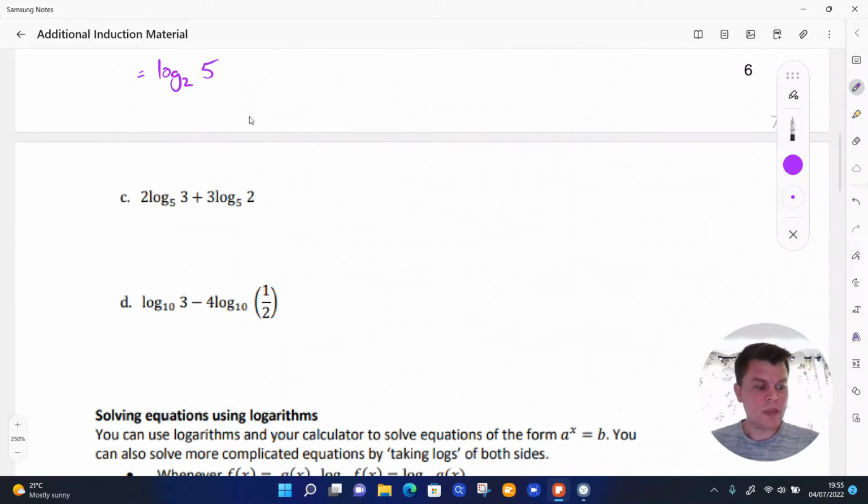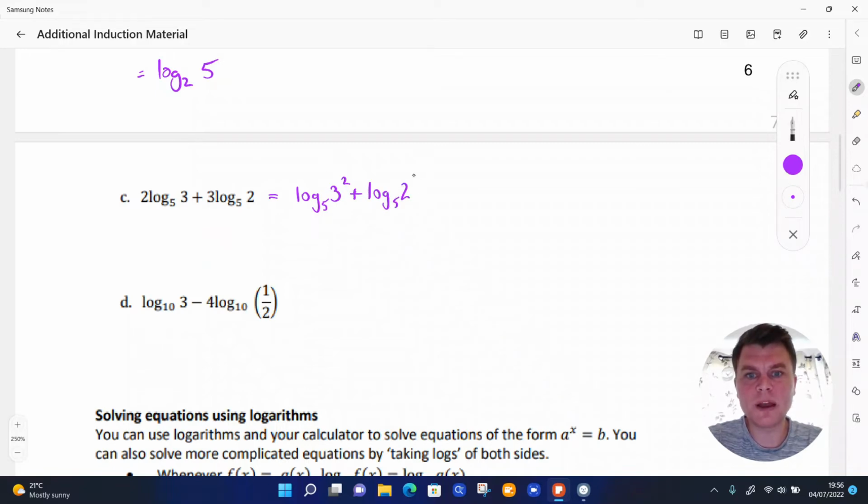Okay, part C, we've got two steps with this and two laws that we're going to use. Again, we've got the same bases, but before we can do anything involving the multiplication law, we want to use the power law in order to simplify these numbers at the front. So we can rewrite it log base 5 3, and you bring that number up as a power of 3. So it becomes 3 squared, and that is plus log base 5 2, and again we bring that number 3 up as a power of 2.